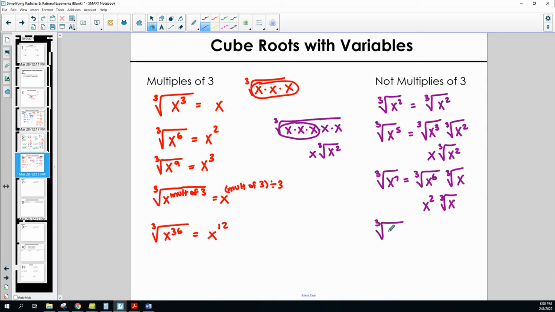So if I had something like the cubed root of x to the 29th, 29 is not divisible by 3, so we're going to break it into x to the 27th and x squared. So 27 and 2 gives me 29. Cubed root of x to the 27th, we're going to divide 27 by 3, so we have x to the 9th, cubed root of x squared.